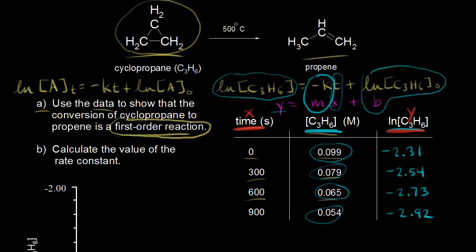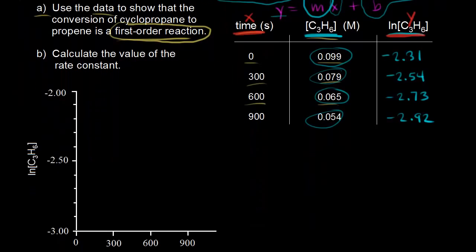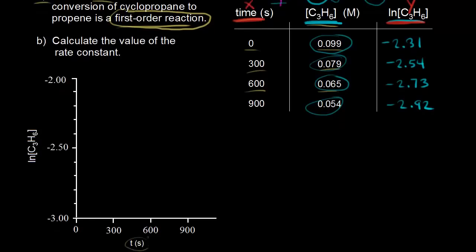Let's go down here and look. I already have the axes labeled: on the x-axis we have time, and on the y-axis we have the natural log of the concentration of cyclopropane. Let's figure out some points on our graph. When time is equal to 0, y is equal to negative 2.31. This is negative 2, negative 2.1, negative 2.2, and this would be negative 2.3, so negative 2.31 would be pretty close to there. It's very hard to graph something perfectly, so I'll just say that's approximately negative 2.31.